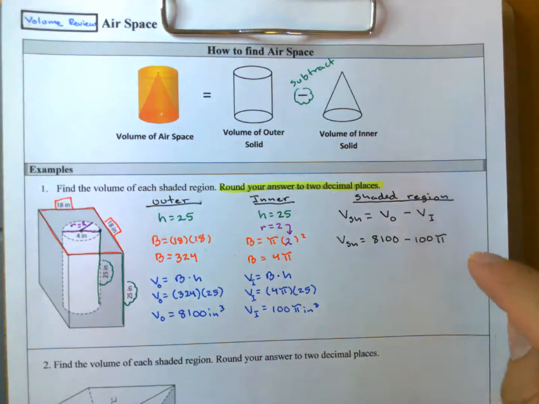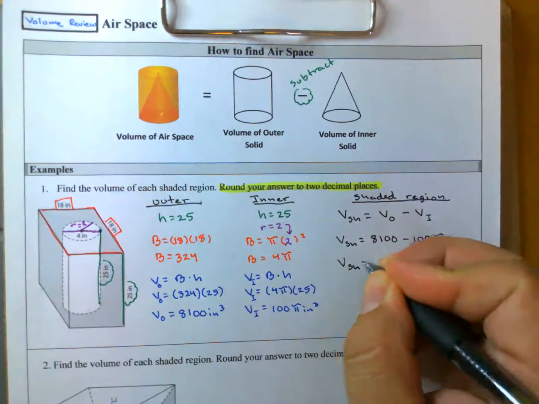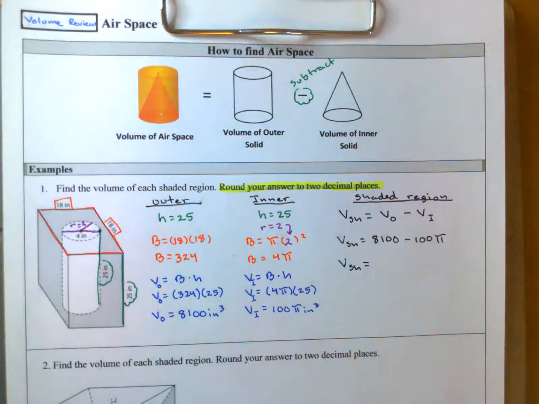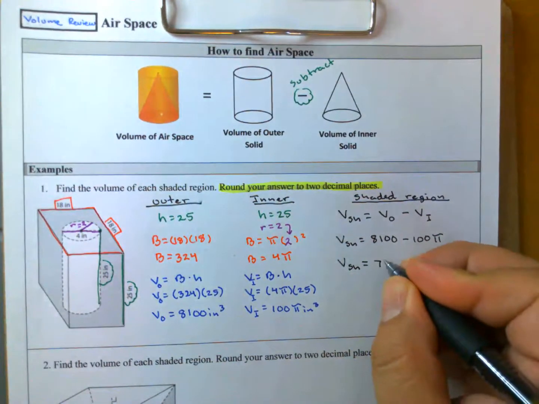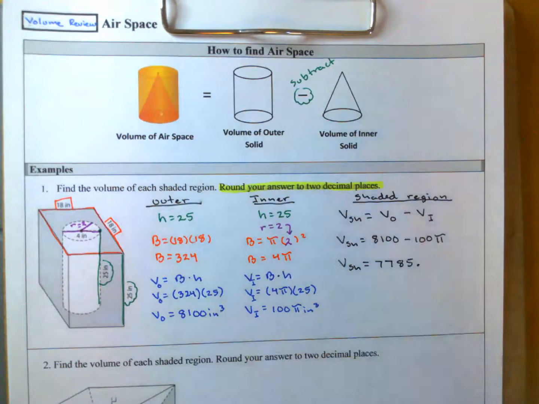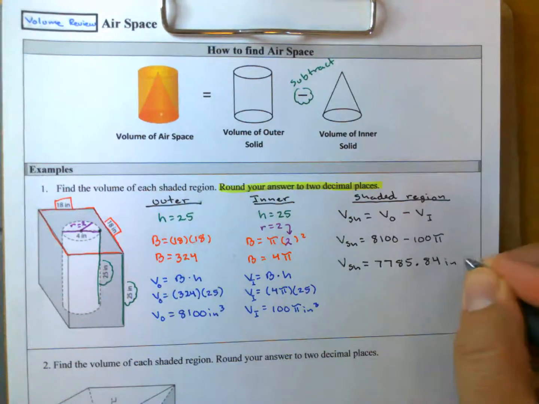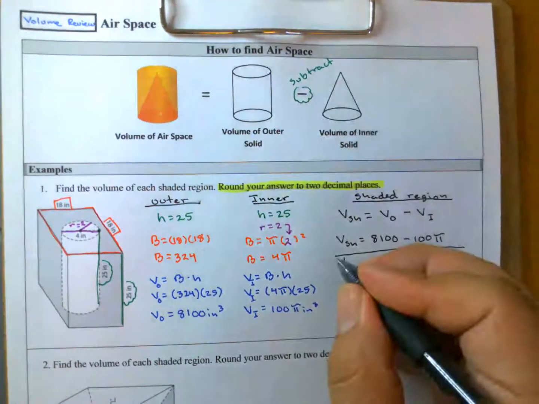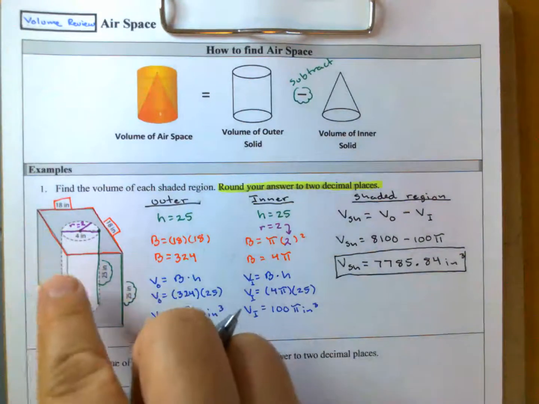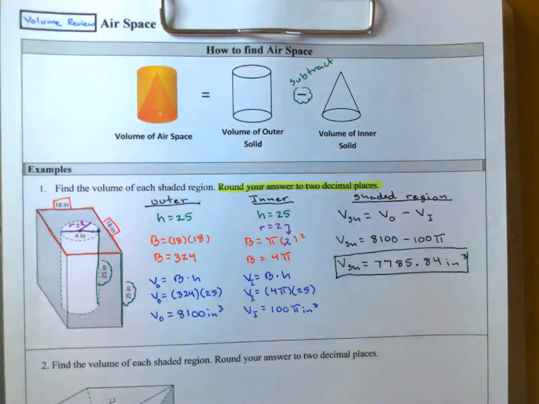And yes, on Desmos, I will type that pi in so that I finally get that the volume of the shaded region, whatever was left over, that airspace, was 7,785 point. Now they said 2 decimal places, so the hundredths, 84. So they want 2 numbers afterwards, inches to the power 3. And just like that, I have my volume of that airspace, the space left over once that piece of a cylinder was taken out. That's how much volume is still left in that box.